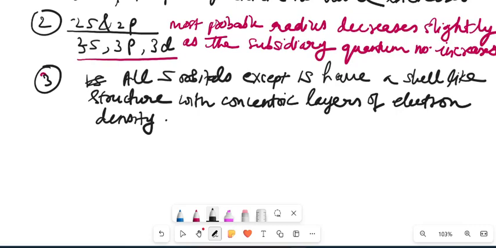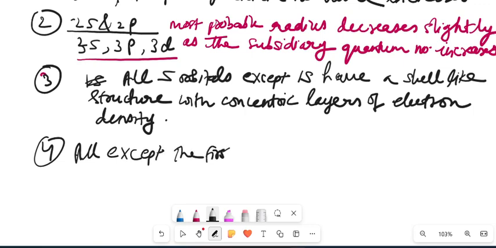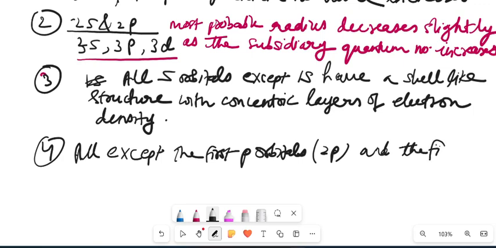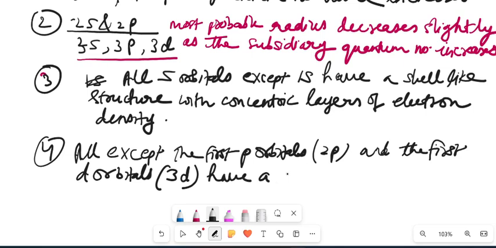And in the case of p orbitals, all except the first p orbital, 2p, and for d orbitals, all except the first d orbital, that is 3d, have a shell structure.